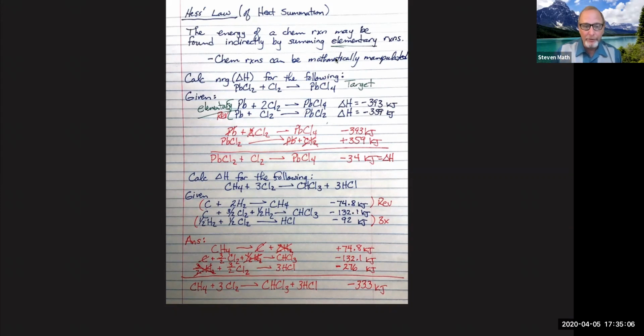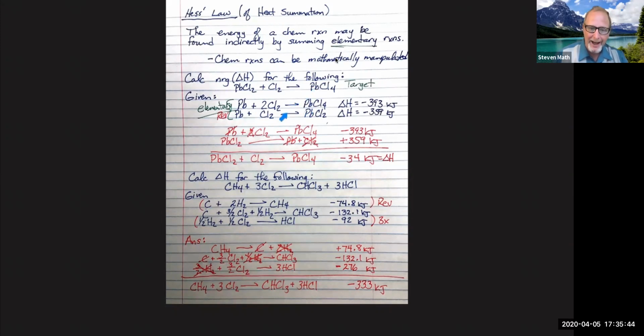And so in this first case, I see PbCl4 as a product, and I want PbCl4 as a product, so I'm going to leave that first reaction alone. Now, why did I pick PbCl4? Because both of these elementary reactions have Pb and Cl2. That's a mess. There's Pb's and Cl's all over the place. So let's pick the species that are unique to that reaction. So PbCl4 is unique. I want it to be a product. I leave it as a product.